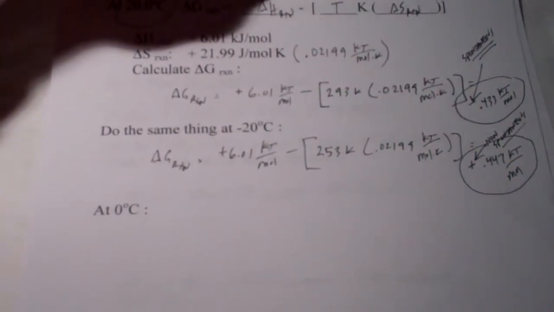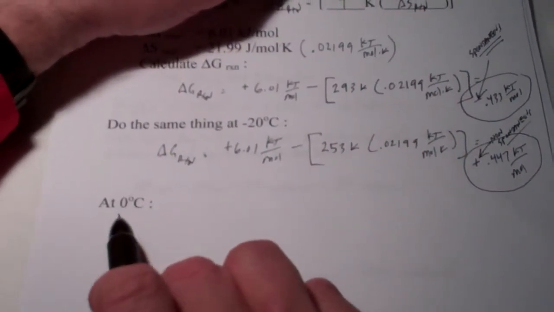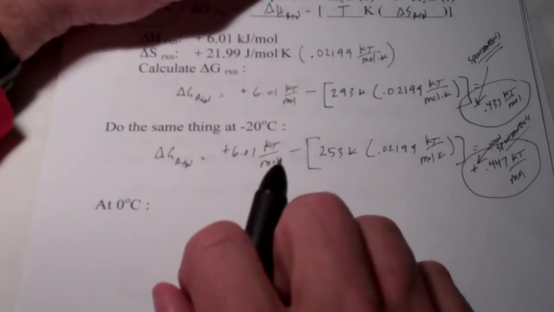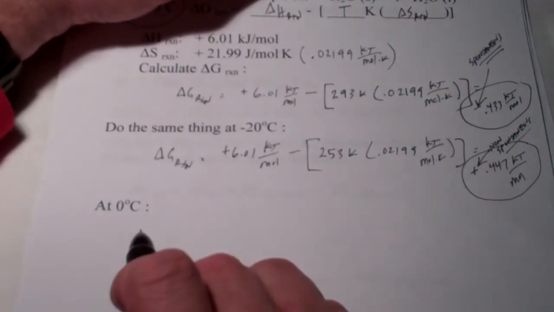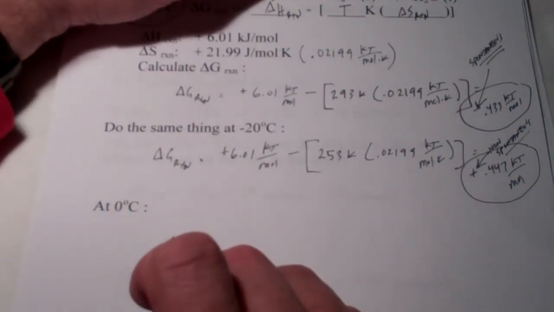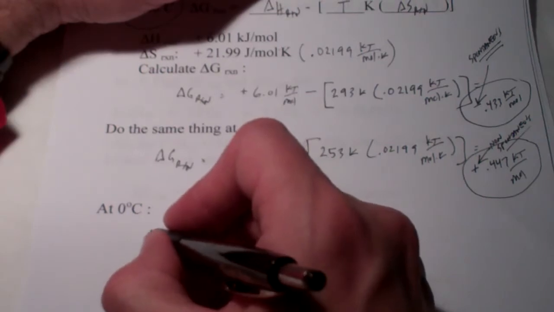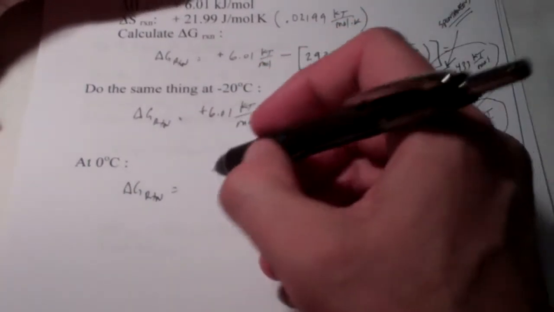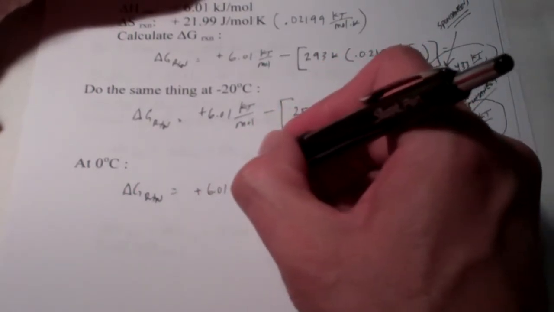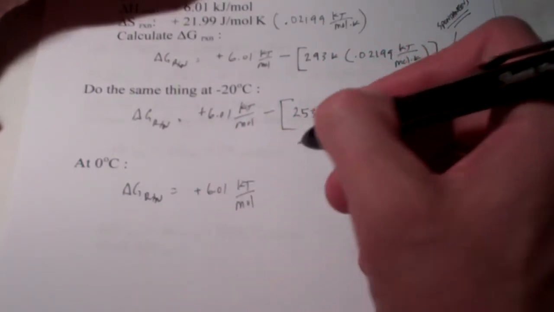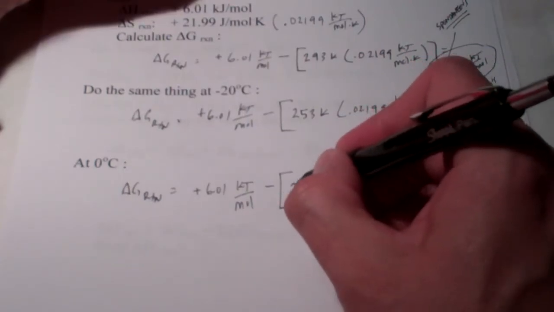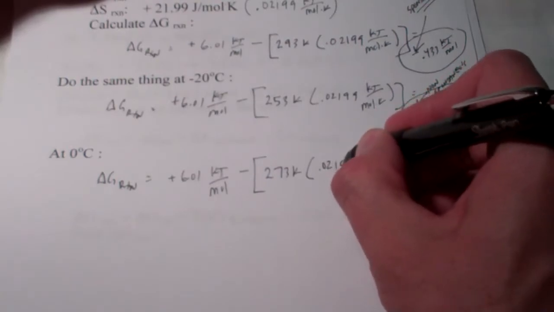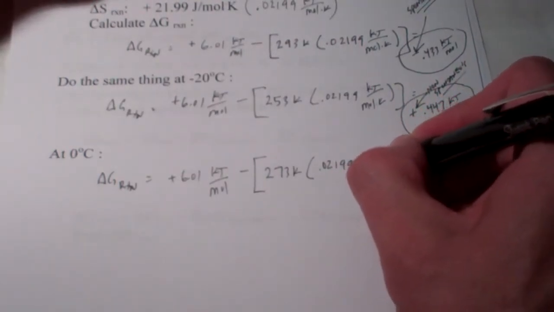Now, just for fun, let's do 0 Celsius, because we know that at 0 degrees Celsius, water's at its freezing or melting point. It's doing both at the same rate, so it's at equilibrium. So when I do this, delta G will be pretty close to 0. So let's do it at 0 Celsius. Delta G of the reaction equals positive 6.01 kilojoules per mole minus, now we're at 273 Kelvin, times 0.02199 kilojoules per mole Kelvin.